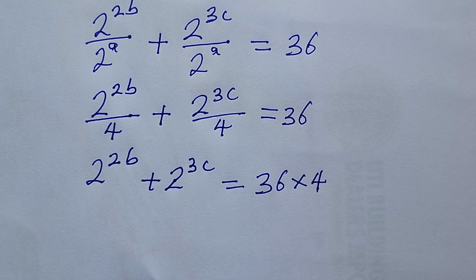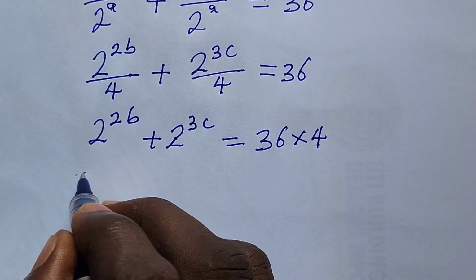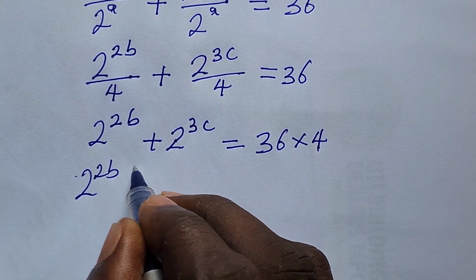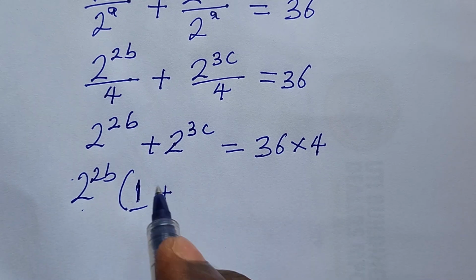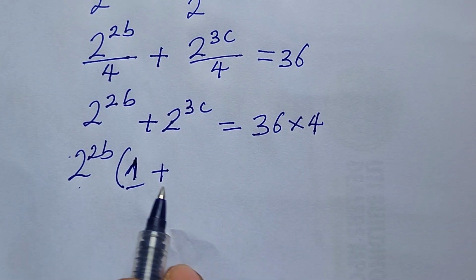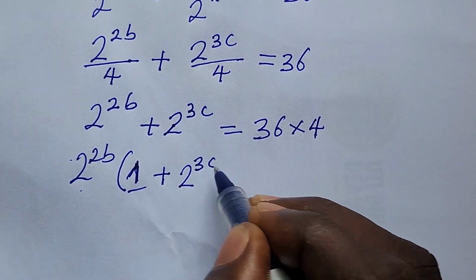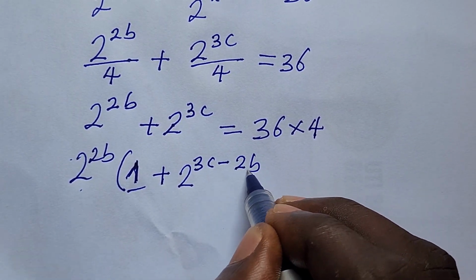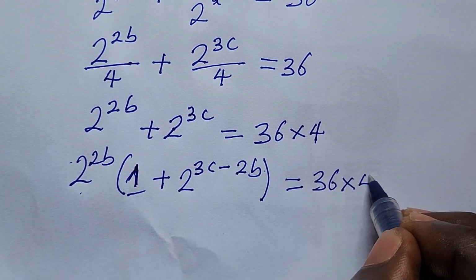Now let's look at the left-hand side of our expression. Again, I want to factor out 2 to the power of 2b from this expression. If I do that, this is going to give us 2 to the power of 2b, bracket. If we use this to divide this, we're left with 1, then plus, if I use this to divide this, it's going to give us 2 to the power of 3c minus 2b, close bracket, equal to 36 times 4.